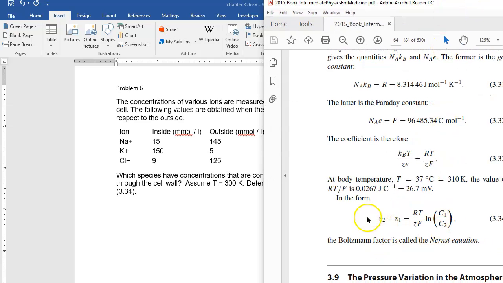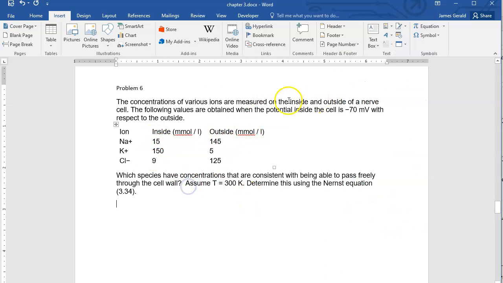Here we go. V2 minus V1 is RT over F, which is a constant. Say RT over F is just 26.7 millivolts. So 26.7 millivolts over Z. Z is plus 1 or minus 1, right? And log of the concentration. All right, so we're calling 2 inside because we've got potential inside relative to outside is minus 70 millivolts. Right? So we're calling 2 inside.